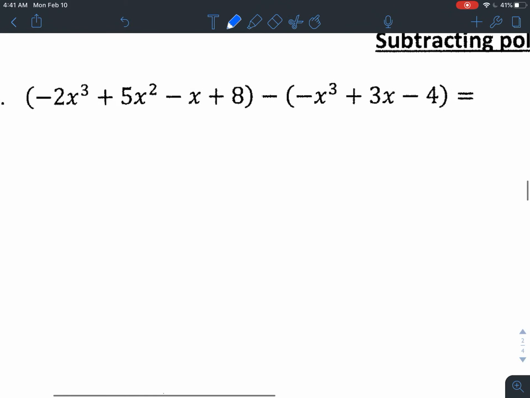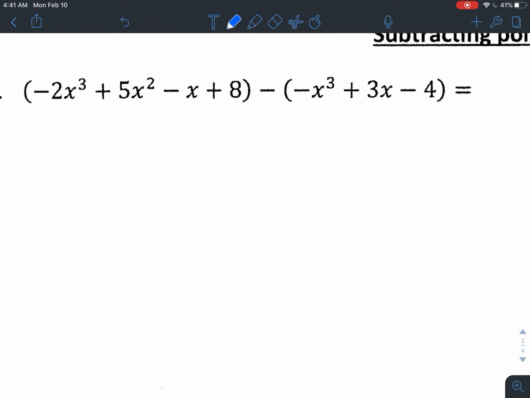So what I have to do, my first term in subtraction always stays the same, right? If I had like 5 minus 2, that's the same thing as 5 plus a negative 2. So I'm going to go through and switch the sign of that thing that I'm subtracting. So this first parenthesis stays the same. So negative 2x cubed plus 5x squared minus x plus 8. But since I'm subtracting this second parenthesis, negative x cubed plus 3x minus 4, if I'm subtracting that parenthesis, that's the same thing as adding the opposite.